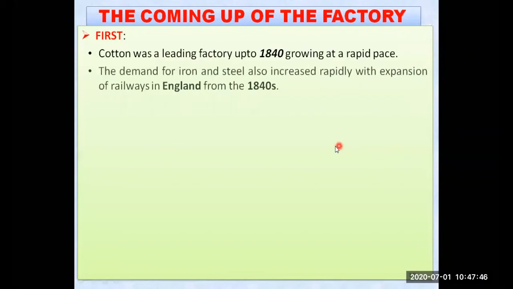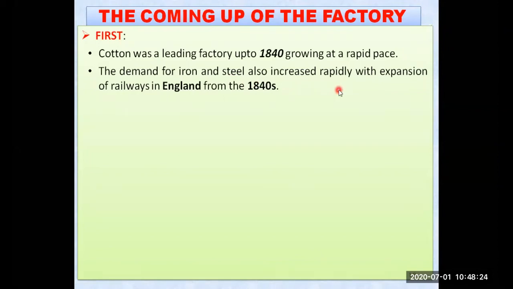So let us see the coming of the factories. There are a few reasons, and number one, we are going to check how rapid was the speed of the industrialization. Cotton was a leading industry up to 1840, and it was growing at a rapid pace. Means everywhere the people were producing cotton and cotton products in the first phase, that is around 1818 to 1840. But after 1840, something changed. What changed? The demand for iron and steel also increased rapidly.